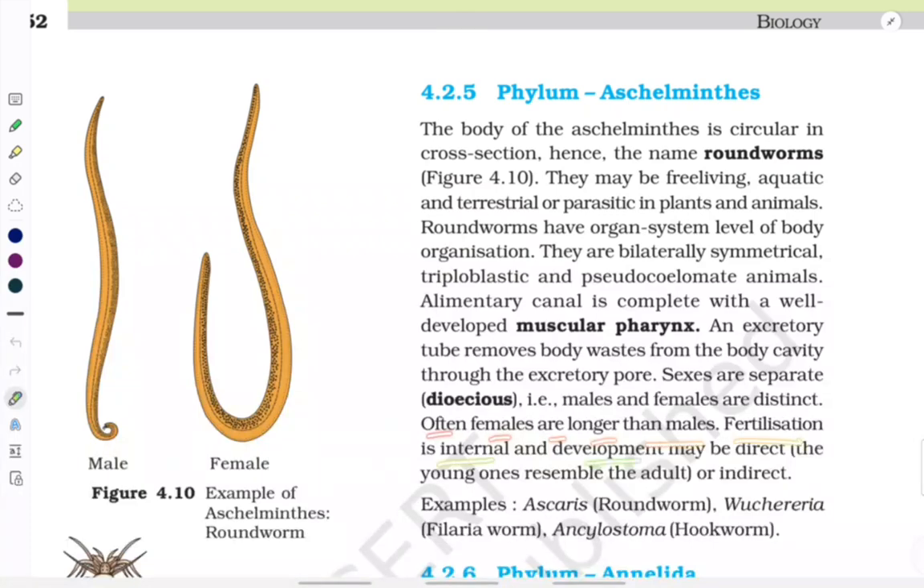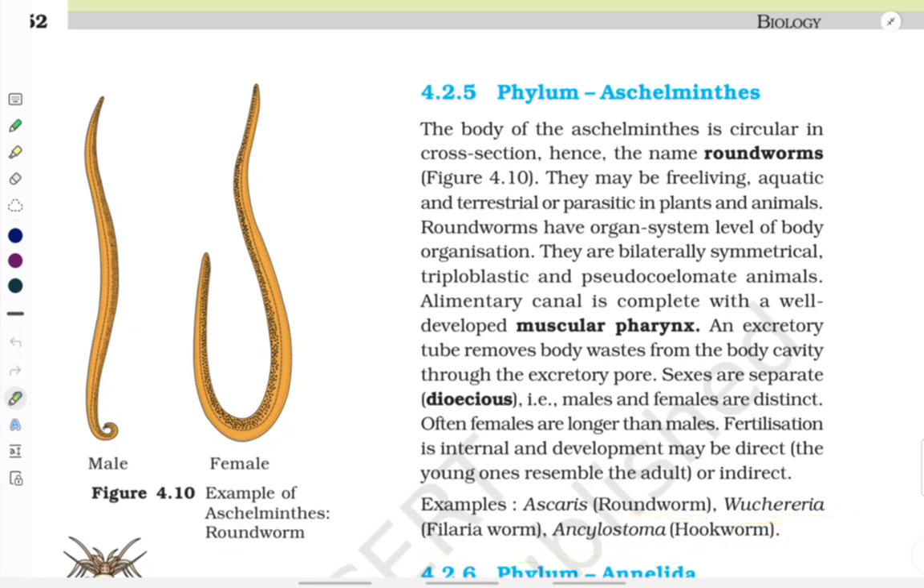Fertilization is internal and development may be direct, where the young ones resemble the adults, or it could be indirect too. So if we talk about fertilization, it is internal. The development may be direct, or it could be indirect also. Direct is wherein the young ones or the larvae resemble adults, and indirect is wherein the larvae do not resemble the adults. Examples are Ascaris, which is roundworm, Wuchereria, which is filaria worm, and Ancylostoma, which is a hookworm.